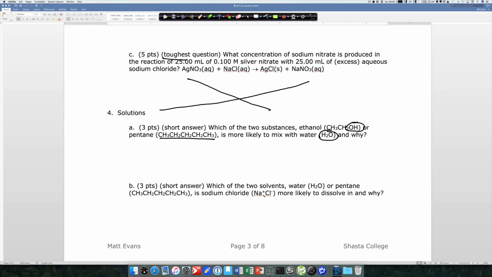Which of the two solvents, water or pentane, is sodium chloride more likely to dissolve in, and why? We've got charges here, which means that this is an ionic compound, no question of that. Ionic compounds are very, very polar, and given that water is pretty polar, and this is very polar, like dissolves like, sodium chloride definitely is going to want to dissolve in water. It has no chance of dissolving in pentane. Pentane is very nonpolar. This is very polar. Okay, water is the answer. That's why, generally speaking, ionic solids dissolve quite nicely in water, because like dissolves like.